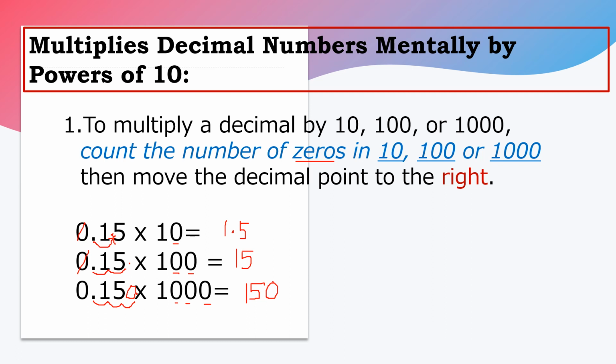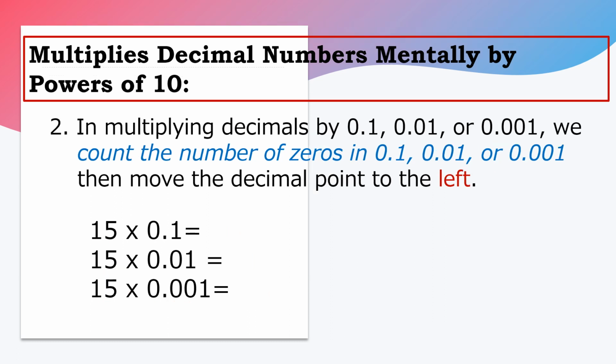Ganun lang kasimple ang multiplying decimal numbers mentally by powers of 10. What about multiplying decimals by 1/10, 100s, and 1,000s? So, ganun pa rin. We just count the number of zeros in 1/10s, 100s, or 1,000s. Then, move the decimal point. Ang kaibahan lang, children, this time, we move the decimal point to the left o papunta na sa kaliwa. Hindi kagaya kanina na papunta sa kanan.